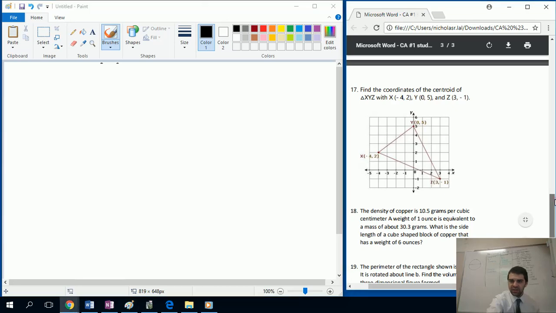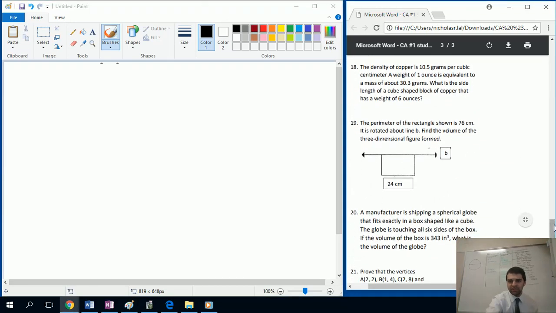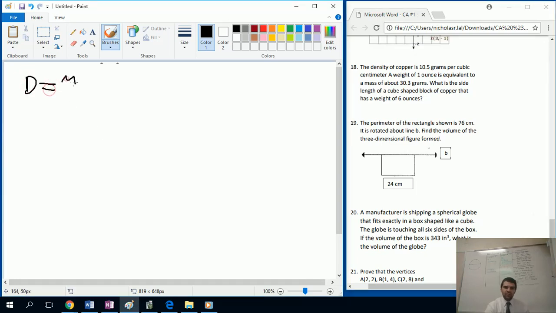Alright. The density of copper is 10.5 grams per cubic centimeter. A weight of 1 ounce is equivalent to a mass of about 30.3 grams. What is the side length of a cube-shaped block of copper that has a weight of 6 ounces? So first of all, we know that D is equal to M over V. Additionally, we got to know that our density is 10.5 grams. Our mass is going to be 30.6 grams.